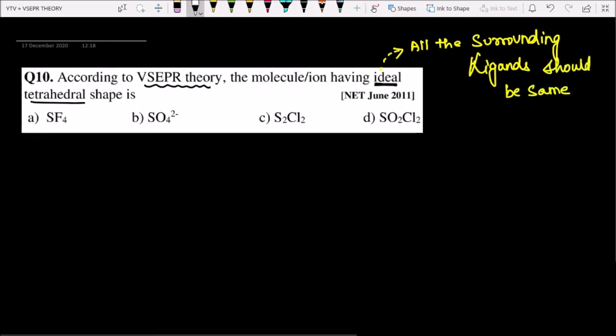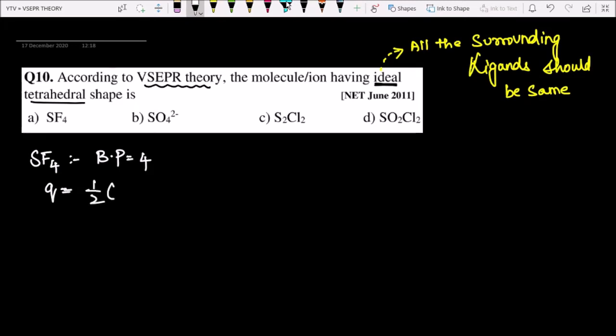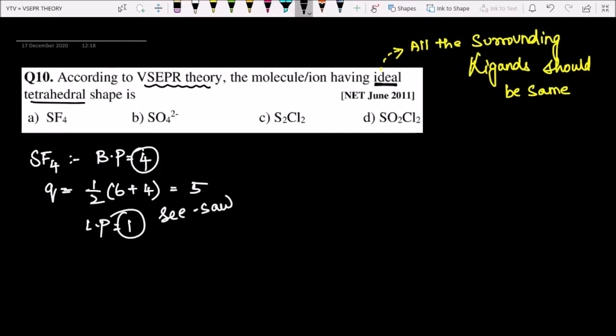If you consider SF4, in case of SF4, just check whether it is tetrahedral first. See, bond pair is equal to 4. When will we get tetrahedral? When the lone pair is equal to 0. If we consider the quotient, it's half into sulfur has 6 electrons in the valence shell plus 4. So quotient is equal to 5. So the lone pair is equal to 1. So it is 4-1. 4-1 is not tetrahedral. 4-1 is seesaw. So it is not tetrahedral. So leave it.